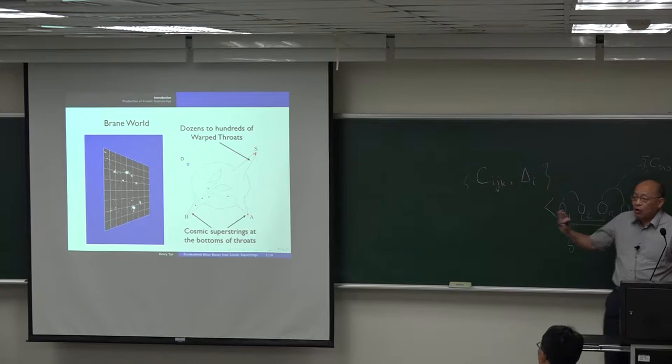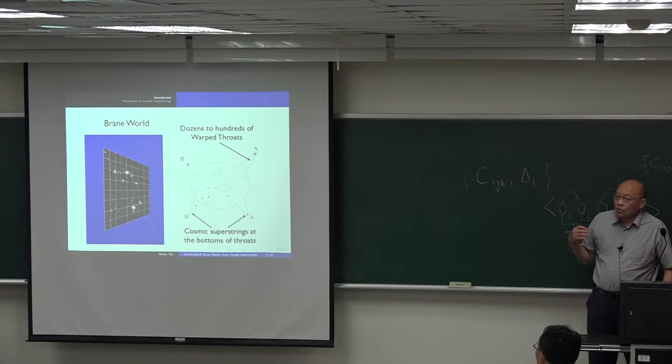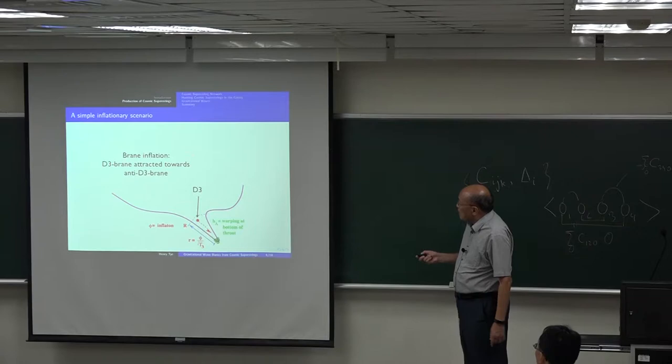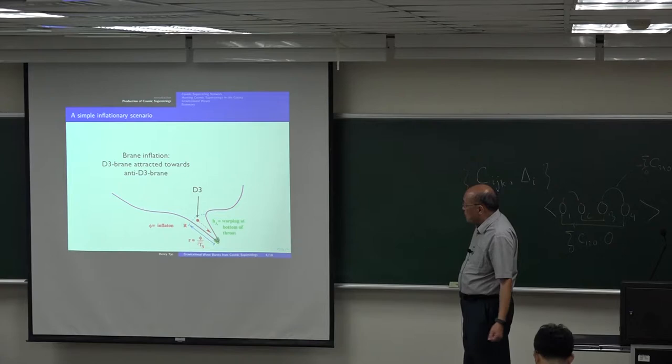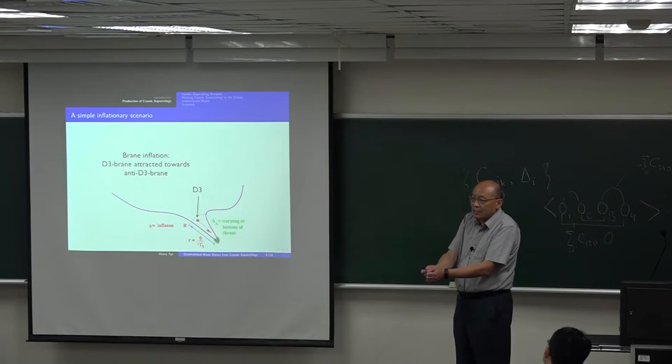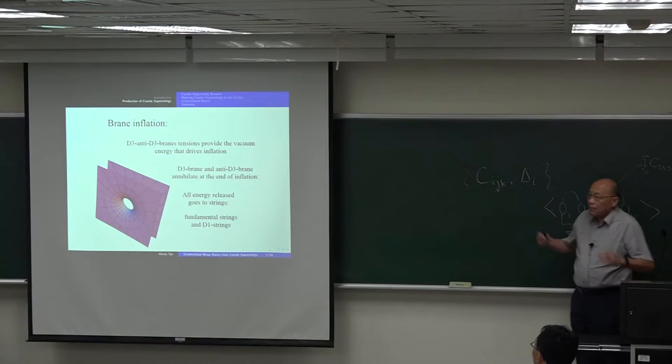And we now want to look at how cosmic strings can be produced. One way to produce them is by brane inflation, where you have some branes here, anti-branes here, and then a brane is falling in. So suppose we have, say, four branes here, four anti-branes here, and one brane, and the brane and anti-brane have an attractive force between them. The attractive force will bring them closer together, and when they annihilate, that's the end of inflation. But before they annihilate, the brane tension provides the vacuum energy that drives inflation.